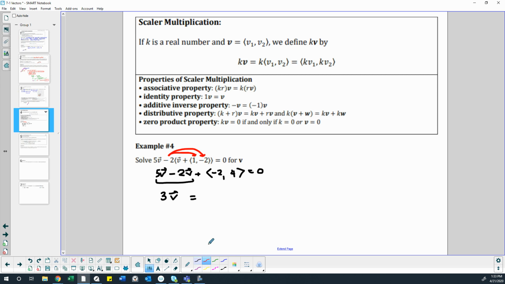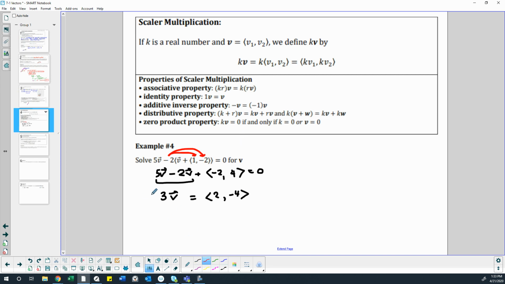Okay, so now I need to move this vector to the other side, but when I move it to the other side, it becomes the additive inverse. Does that make sense? So it turns it into negative v. It means we have to multiply both components by a negative 1 to get that correct vector. So our negative 2 turns into a positive 2, and our positive 4 turns into a negative 4. Okay?